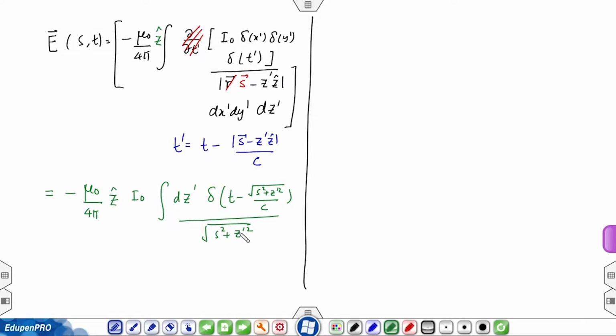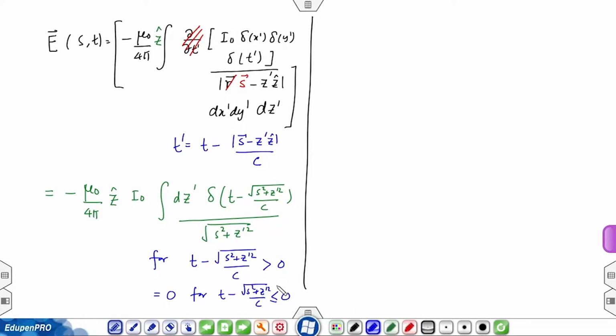and we already know that this is true for t minus square root of s square plus z prime square over c greater than 0, and it is equal to 0 for t minus square root of s square plus z prime square over c less than or equal to 0. That will set my limit on the z prime integral.